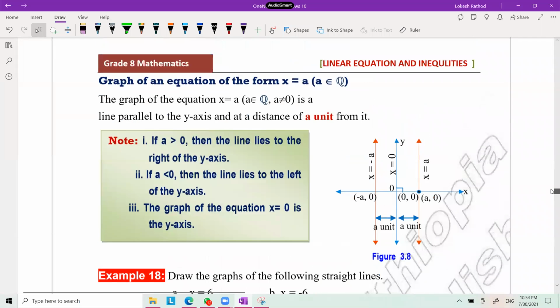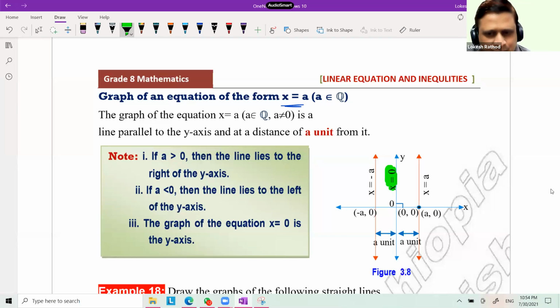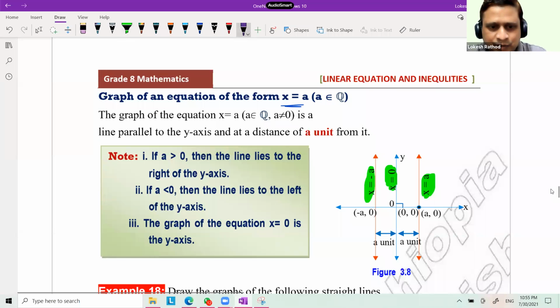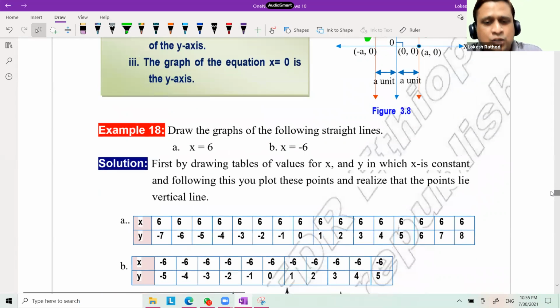Now, we have already done that. The graph of an equation of the form x equal to a, x equal to constant. The y-axis is x equal to 0. This is x equal to a. This is x equal to minus a. So there is a line parallel to the y-axis. This we have already discussed. The next concept is to draw the graph of the following straight line. Okay, we have done this thing.